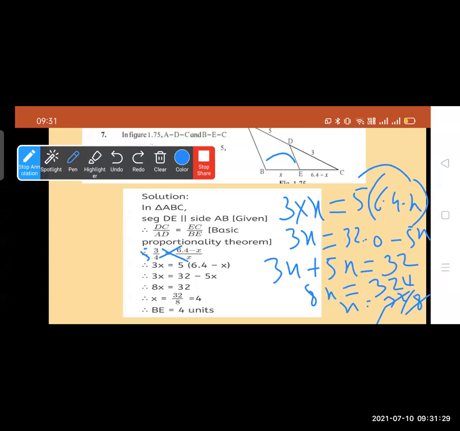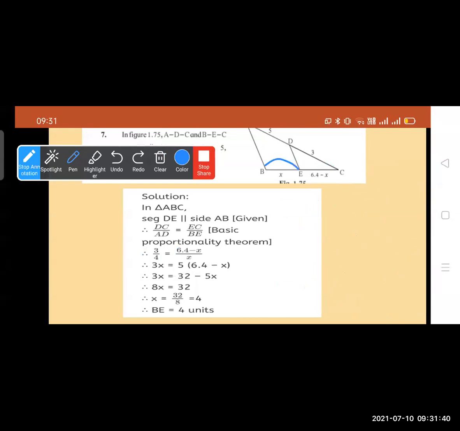If they ask for EC, also find EC, then you do 6.4 minus 4, that is equal to 2.4. So in this way, we find the value of BE and also you can find the value of EC. For EC, you write 6.4 minus X, and we get X is equal to 4, so 6.4 minus 4 is equal to 2.4. So in this question, DE is parallel to AB, and then we apply BPT here. Then we find the unknown value.